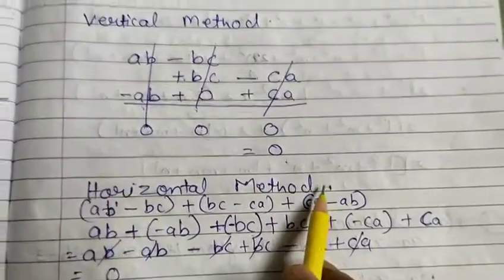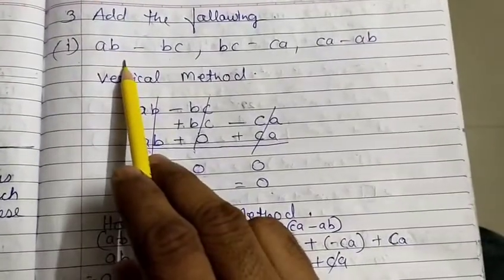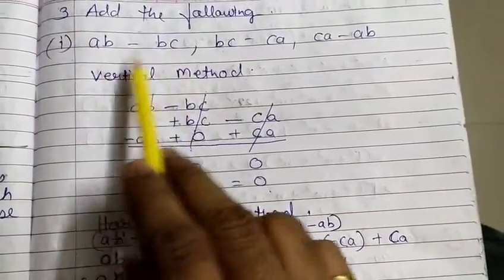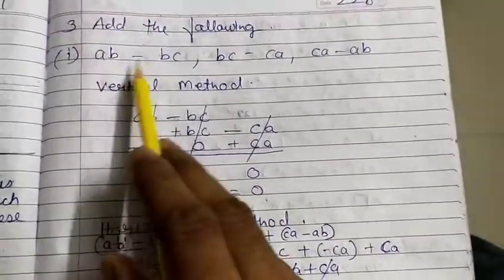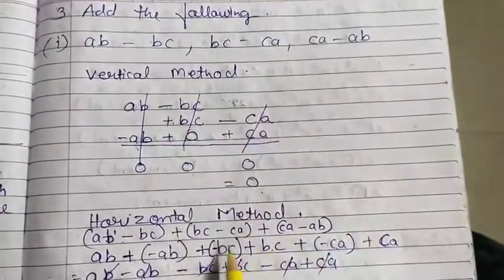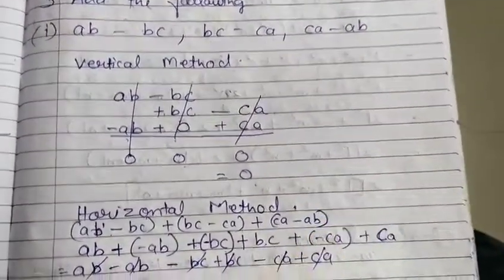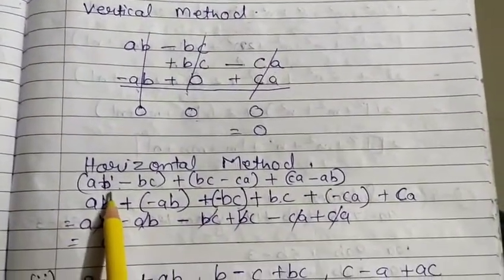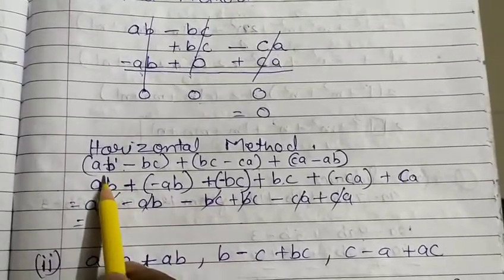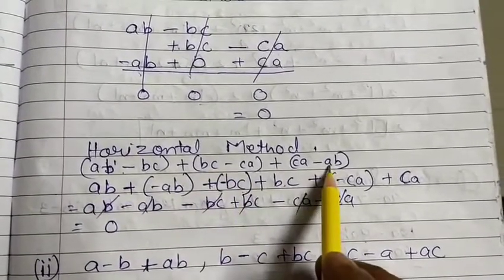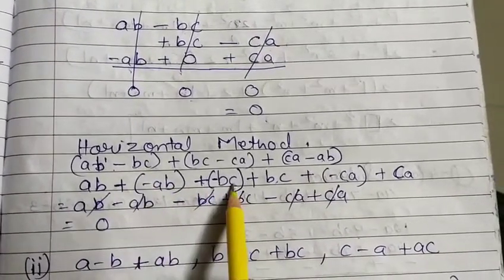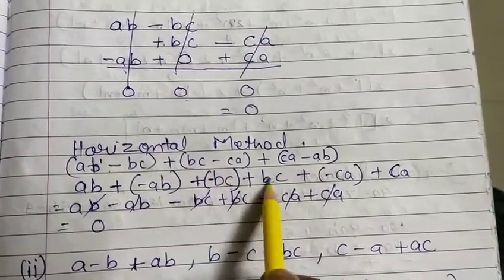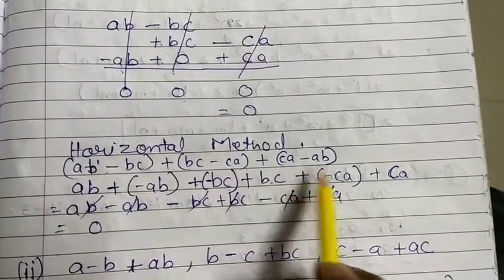Another method is the horizontal method. What you need to do is write all the polynomials in horizontal way, that is AB minus BC plus BC minus CA plus CA minus AB. Then try to write down all the common terms together. AB with AB, here AB is negative, so AB plus negative AB, then negative BC plus positive BC, then negative CA with positive CA.